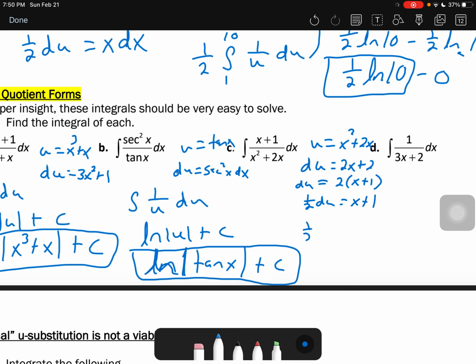So I'll have 1/2, pull that out, and then it'll just be 1 over u du again. And so that would be 1/2 ln of u plus c. So that would be 1/2 ln absolute value of x squared plus 2x.